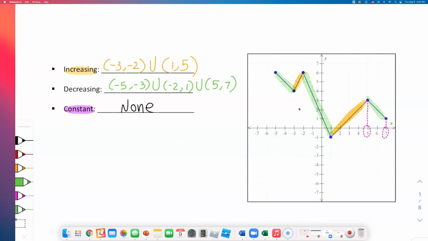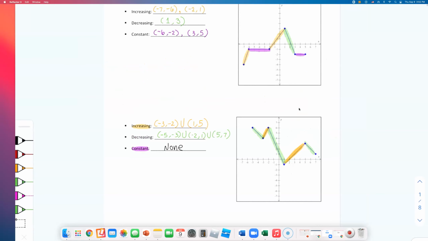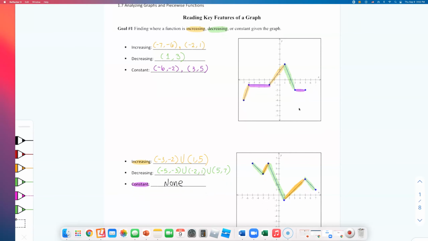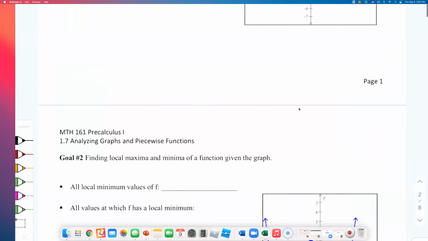So that was just a review of interval notation, right? Make sure to use the x-coordinates. I'm going to keep this video short so that I can come back and talk about local maxima and local minima in the second video.